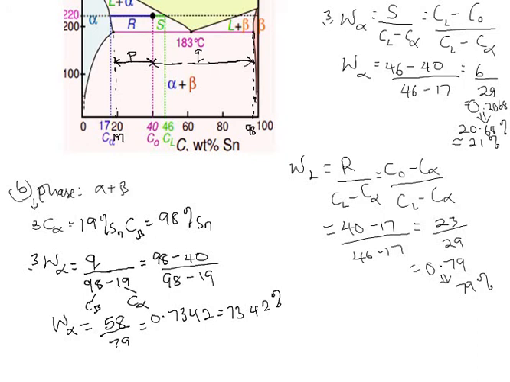Now, like I said, in this example, I'm going to simply subtract my value of W alpha from 100% to get my W beta. So my W beta is going to be 100% minus 73.42%, which is 0.2658 in decimal, and 26.58 in percentage. If I want it to be a whole number, this will be approximately 73%, while this will approximately be 27%.